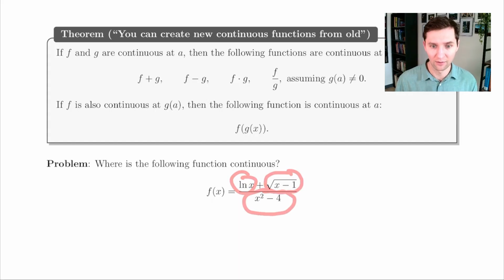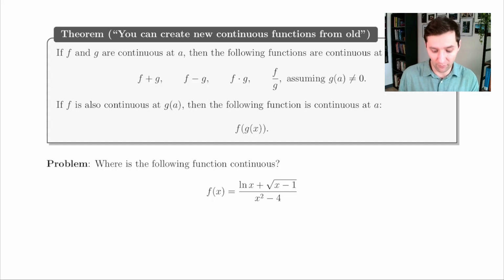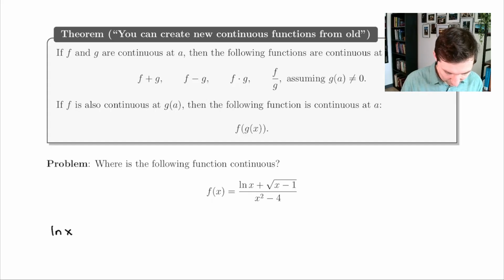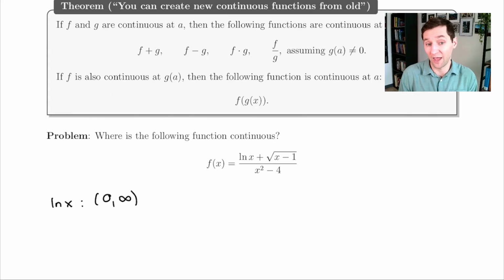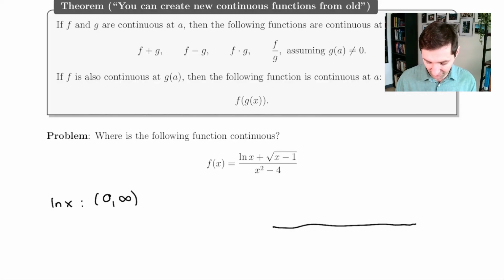Individually, each one of those functions is continuous on their domain. Let's see what those domains are. For example, the function ln of x is continuous and defined only for x bigger than 0. So it is defined on the interval from 0 to infinity, where 0 is not included in the interval. To keep track of the x's for which this function is defined and continuous, I will draw the x-axis.